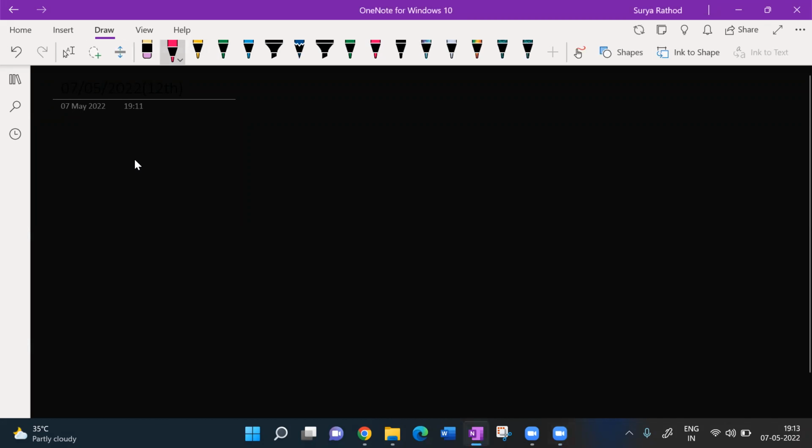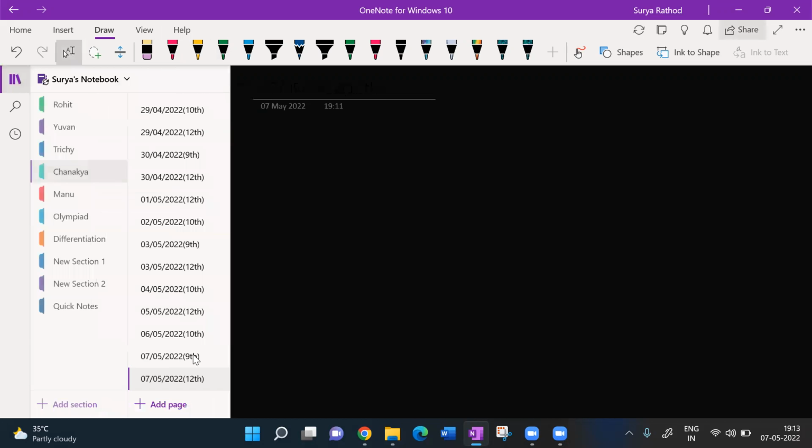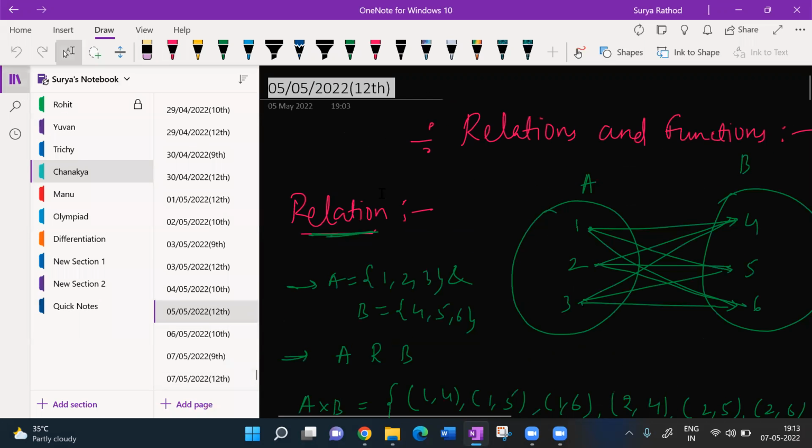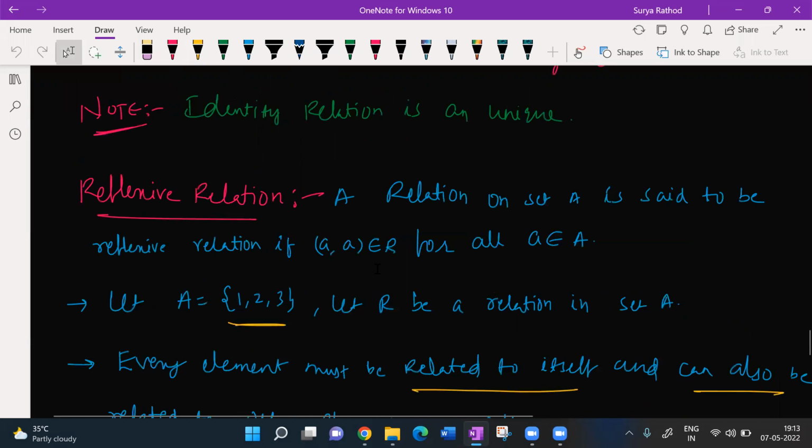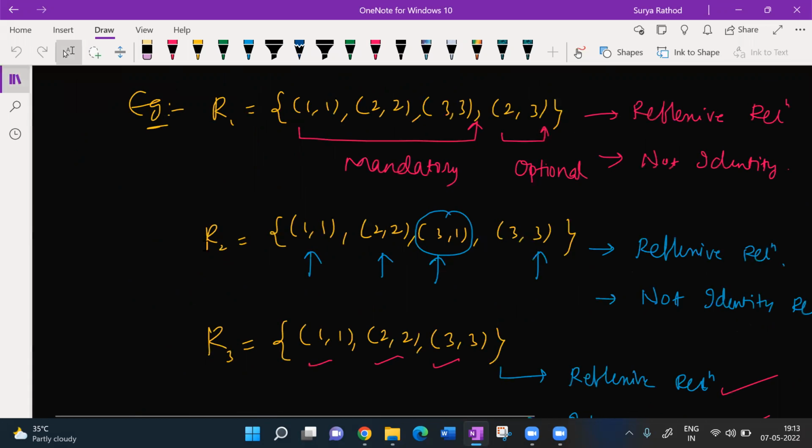Have you revised? So very simple it was. Have you revised, guys? Reflexive relation we did, right? So what was the trick for reflexive relation? All the doublet elements must be there and other ordered pairs can be there. Okay, that was the trick to remember that. Let me just go through what we have discussed.